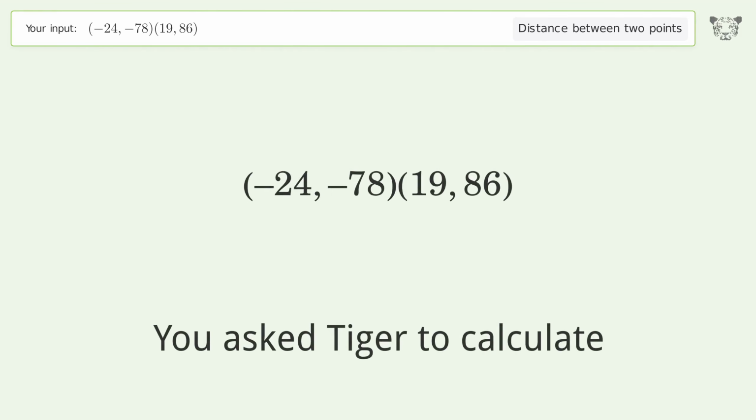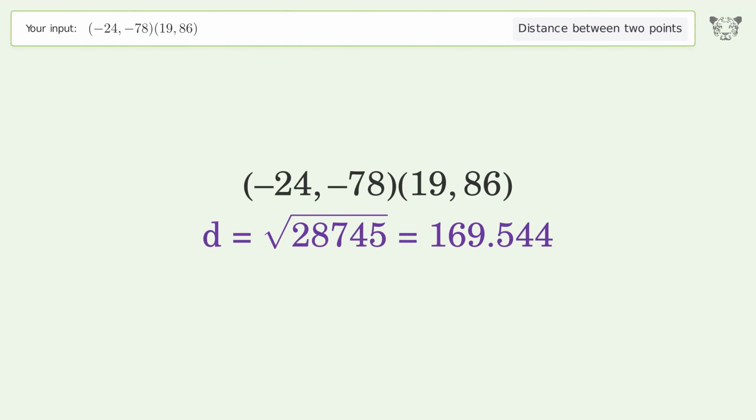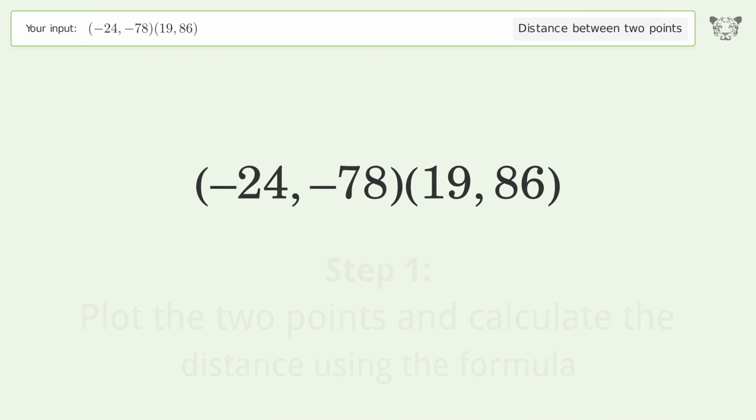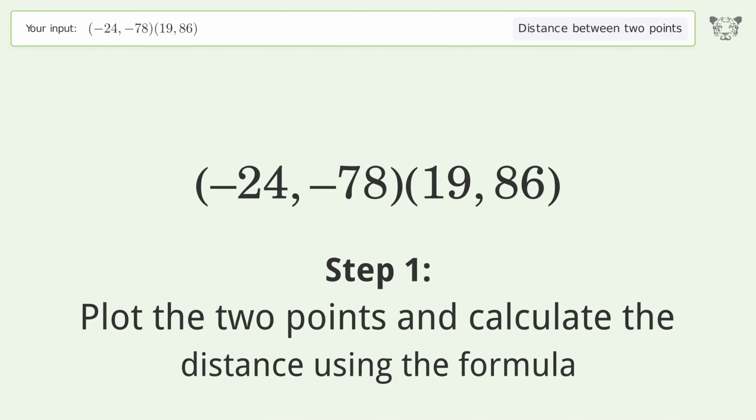You ask Tiger to calculate. This deals with the distance between 2 points. The distance between the 2 points is the square root of 28,745 or 169.544. Let's solve it step by step. Plot the 2 points and calculate the distance using the formula.